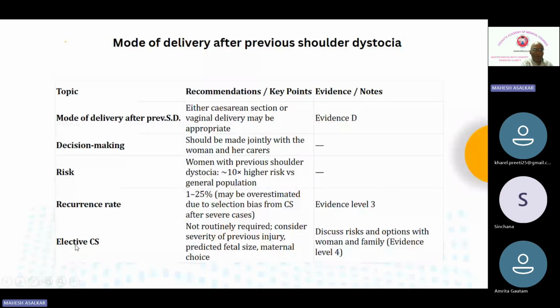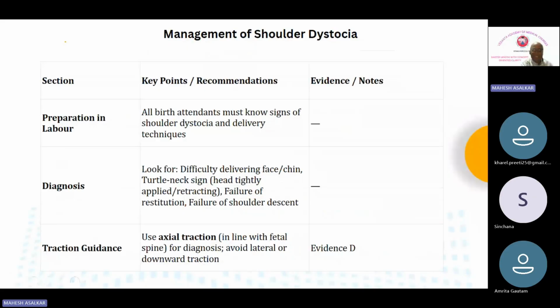Now what is the role of elective caesarean section? Not routinely required. Consider the severity of the previous injury, predicted fetal size, maternal choice, etc. So elective caesarean section is not routinely required. Okay. Now preparation in labor.